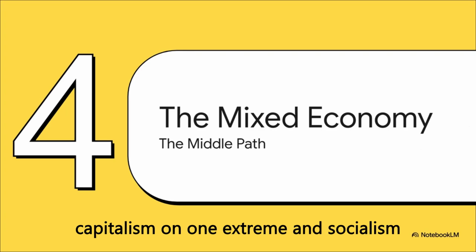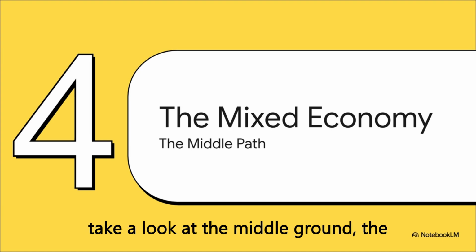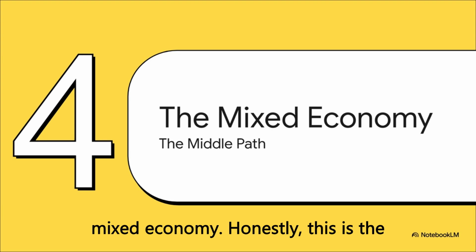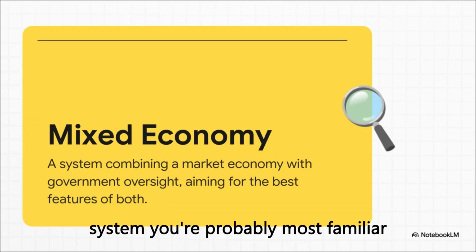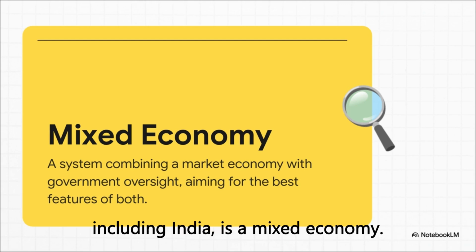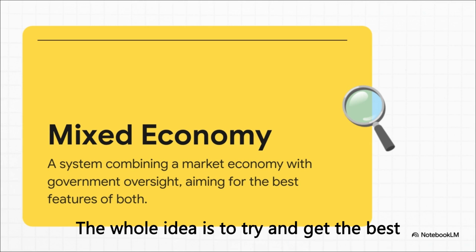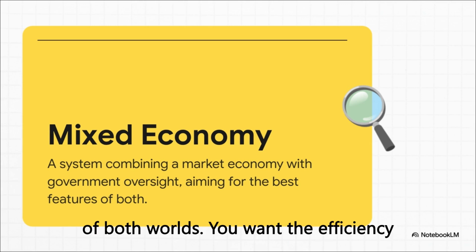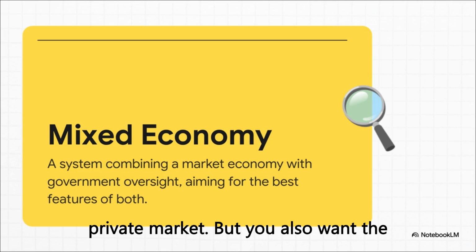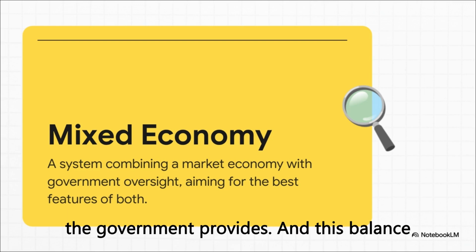So if you've got capitalism on one extreme and socialism on the other, what do most countries in the real world actually do? Well, let's take a look at the middle ground, the mixed economy. Honestly, this is the system you're probably most familiar with because pretty much every country, including India, is a mixed economy. The whole idea is to try and get the best of both worlds. You want the efficiency and innovation that comes from the private market, but you also want the social safety net and welfare goals that the government provides.